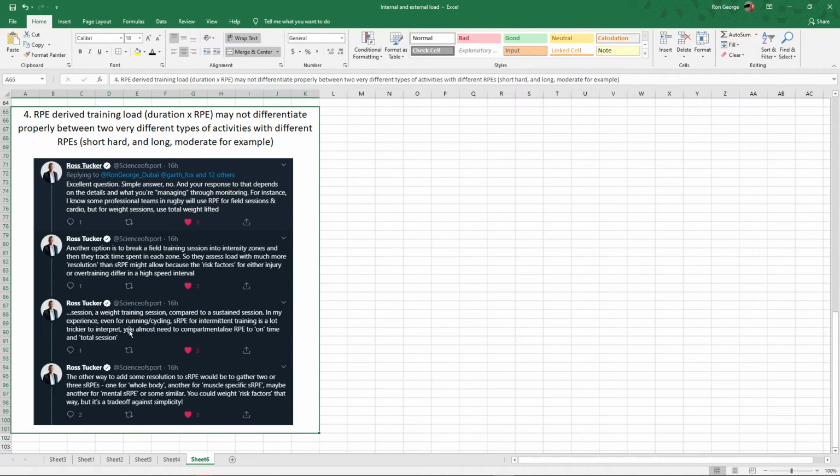He says, in my experience, even for running and cycling, sRPE for intermittent training is a lot trickier to interpret. You almost need to compartmentalize RPE on time-on, time-off and total session. Yeah. So sRPE then is not a global variable. You have to look at the specifics, segment the workout and then rate each segment of the workout. I can understand what he's saying.